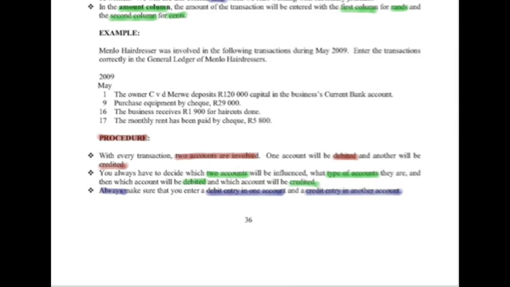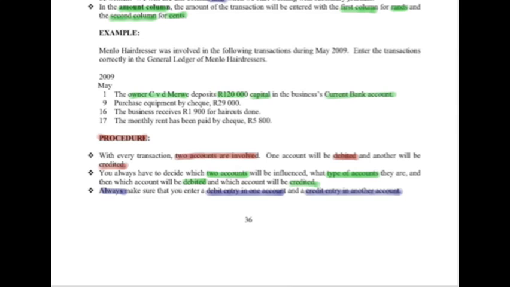Actually, third would be, are these accounts increasing or decreasing? And then fourth, which account is debited and which one is credited? Always make sure that you enter a debit entry in one account and a credit entry in another account. So transaction number 1, the owner, C. van der Merwe, deposits 120,000 Rand capital in the business's current bank account.